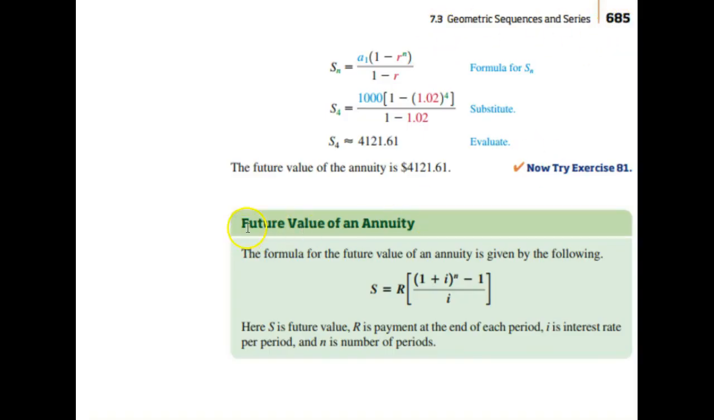And our formula for future value of an annuity, here S is the future value, R is the payments, and the problem told us what that was. I is the interest rate, which again we were told, and N is the number of periods, which in our case is years. So we have all the values we need from the problem. We just need to plug them in here and calculate them out correctly.